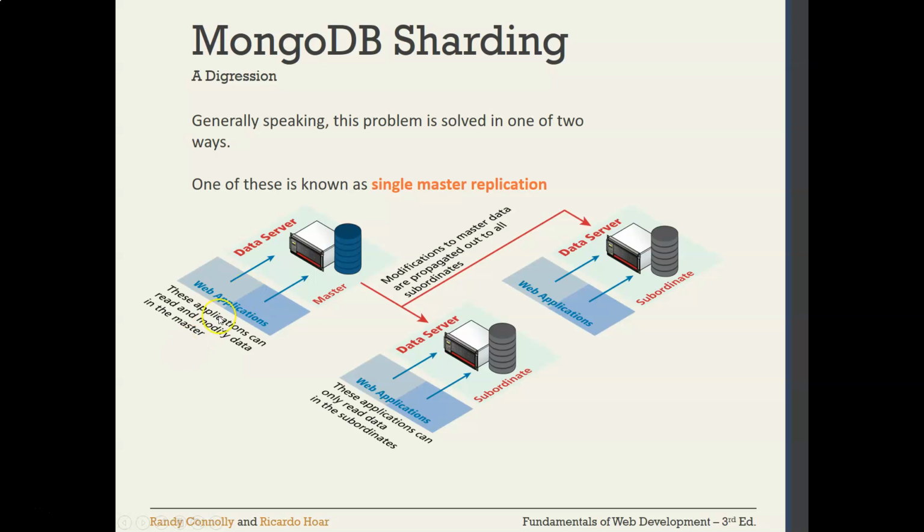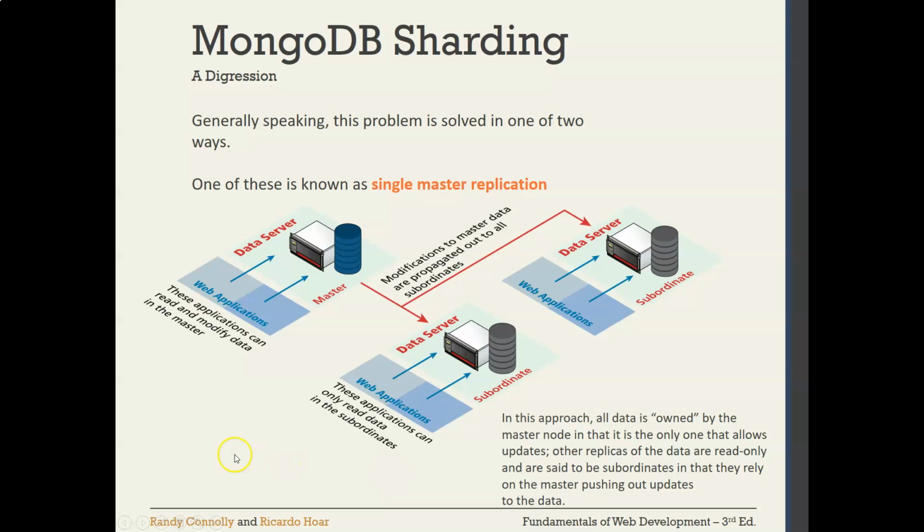So any web applications that change the master data set have to get propagated out to subordinates. In a sense, they're not exactly duplicates, but they're replicas. So the data is owned by the master node, and these replicas are read-only, right? They rely on the master to push out updates. So this is why it's called single master replication. So again, this master could be in London, while the subordinates could be in France and Argentina.